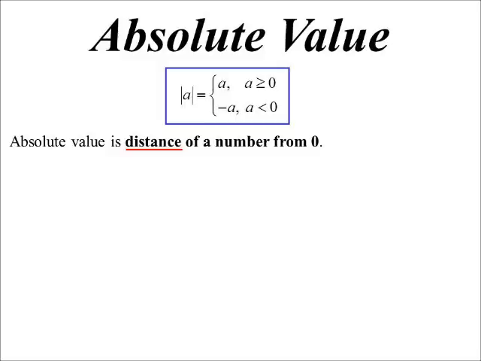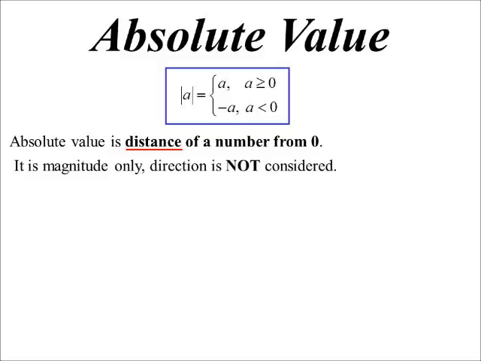How do we think of absolute value? Absolute value, as I put there, is a distance. If you imagine a number line, you're simply saying, how far away are you from 0? Whether it's positive or negative doesn't matter. We just want to know how far away we are. So magnitude only, direction not considered.